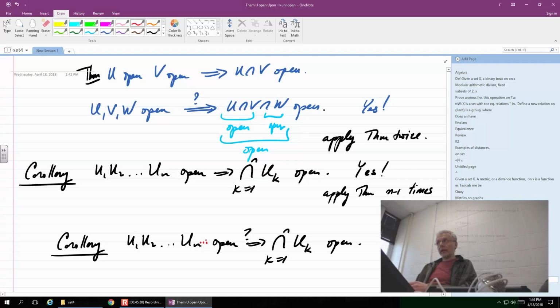U1, U2, ..., Un, and on, infinitely many open sets. And then we take the intersection of all of them like this. Is it open?